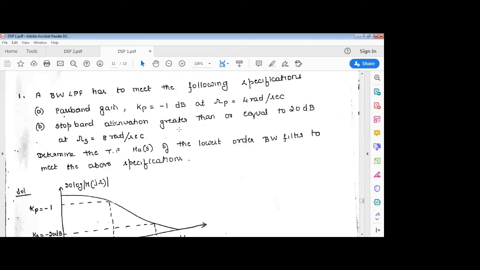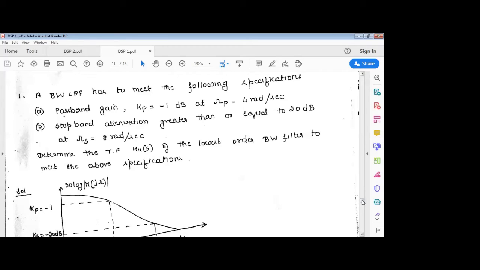The stop band attenuation is greater than or equal to 20 dB at omega s equal to 8 radians per second. So the first thing is we have to determine the transfer function of the analog filter, H_a(s), of the lowest order Butterworth filter to meet the above specifications.